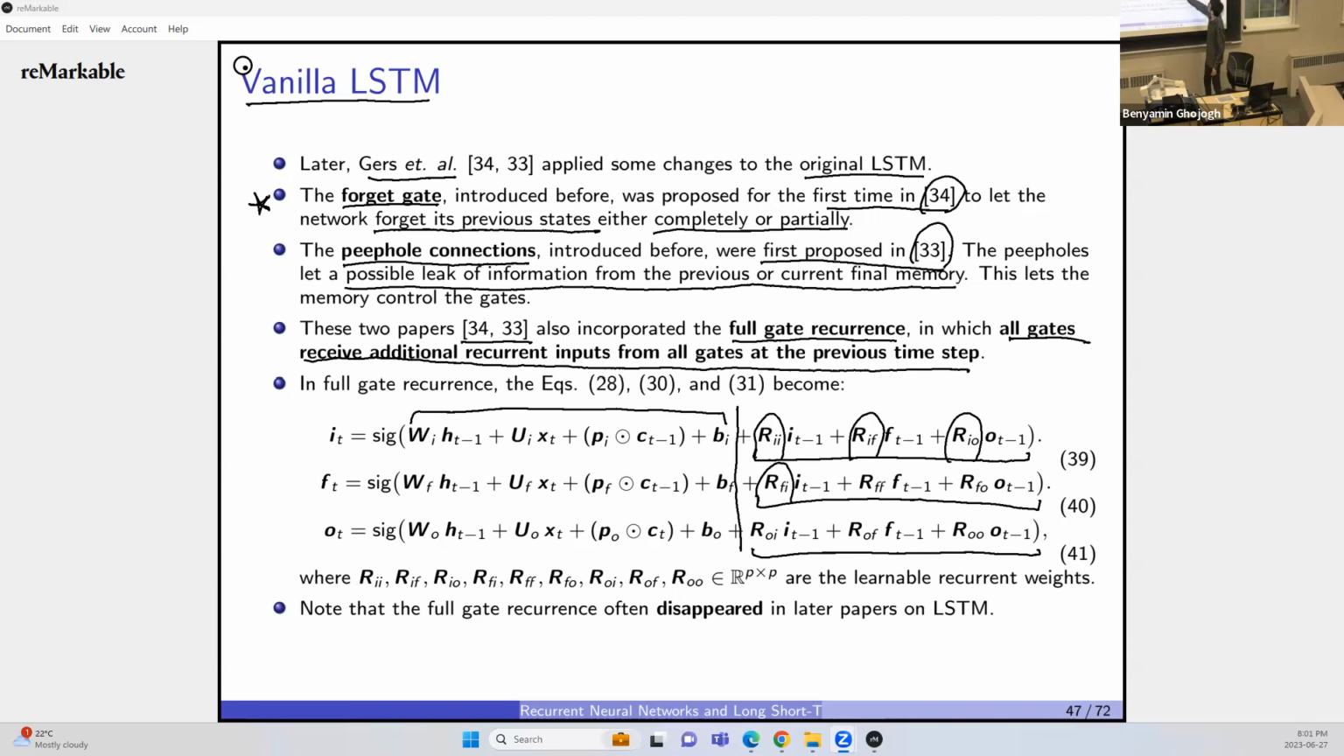Then you are taking the output of i_{t-1}, f_{t-1}, o_{t-1}, and bringing it inside the sigmoid for i_t. So for i_t, f_t, and o_t, you get all of the outputs from the previous time slot, and you learn them. So why do they do that? They want to add additional parameters, but they know that they have enough data to train them, in order to handle nonlinearity better. However, this disappeared in the later papers on LSTM. So they found out that it's useless.